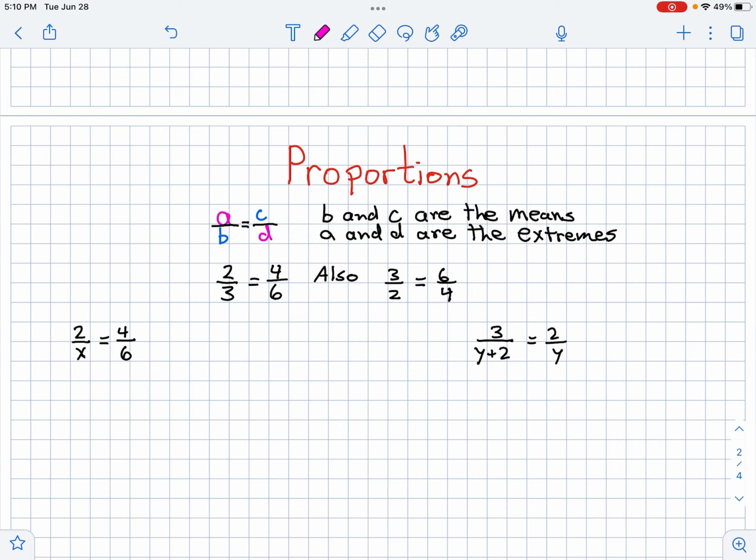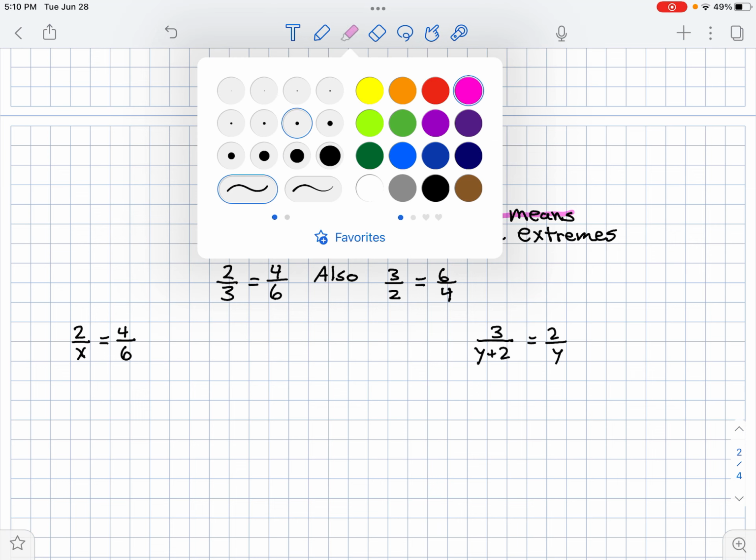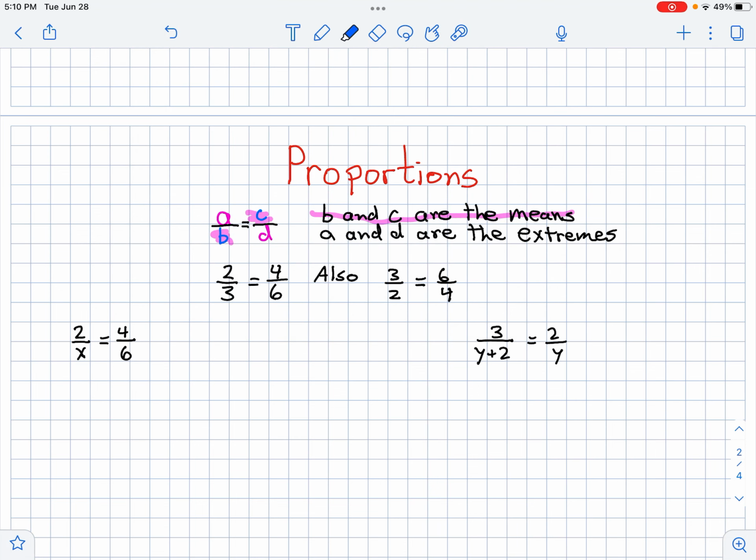Now, by the way, these parts of these proportions have names. In particular, notice B and C, those are called the means. And if you look at A and D, those are called the extremes. Just some terminology there for you.